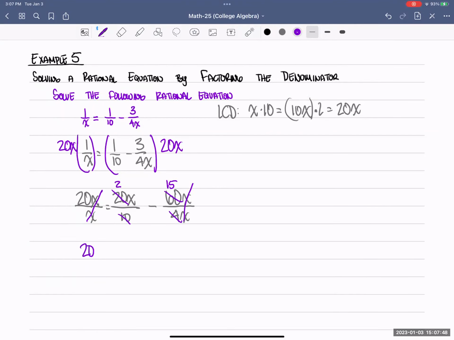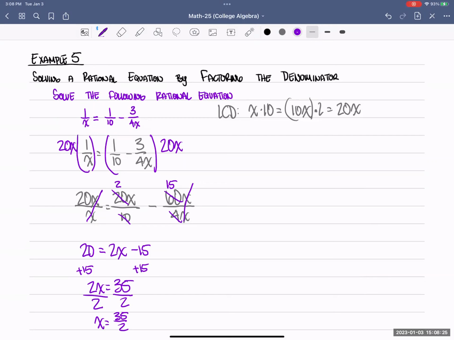And let's see what we are left with. Here we have 20 is equal to 2x minus 15. So we're going to add 15 to both sides, leaving us with 2x is equal to 35. Divide both sides by 2. x is equal to 35 over 2.